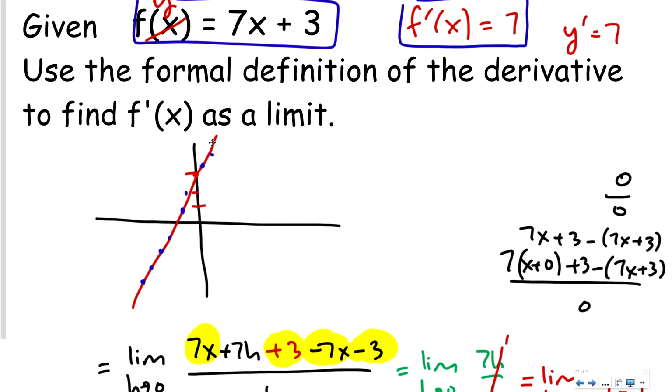Is it true? Every point of this line, if I got closer and closer, would the slope of that line be 7? And would the slope of this line be 7? And would the slope of this line be 7? Yeah. So anytime you have a line like this, your derivative is going to be this slope, basically. It's right here, whatever is in front of the x.